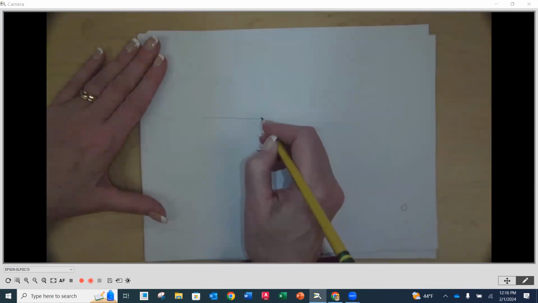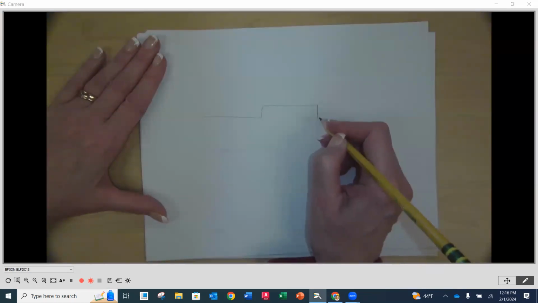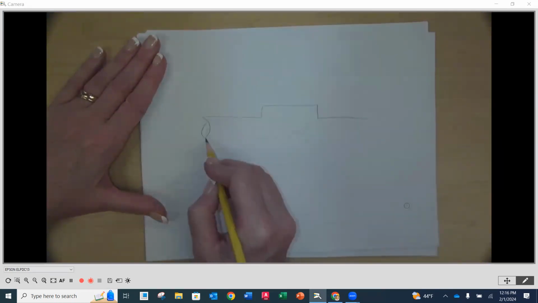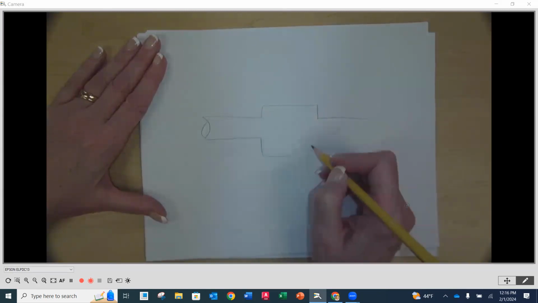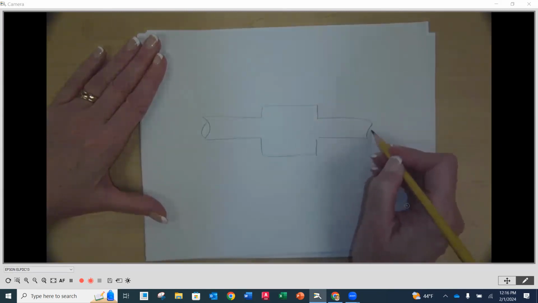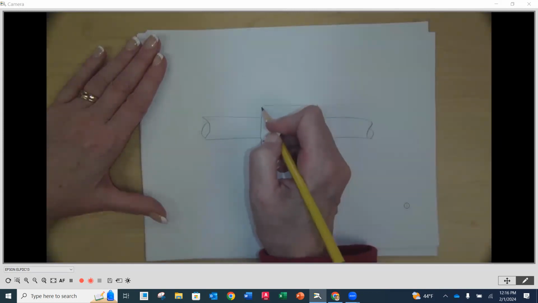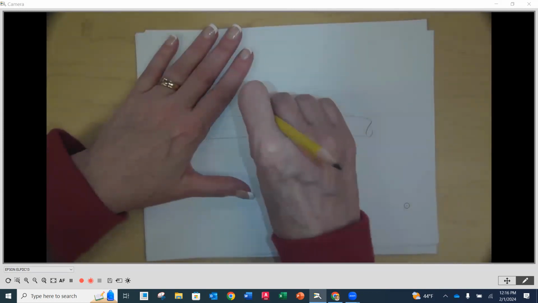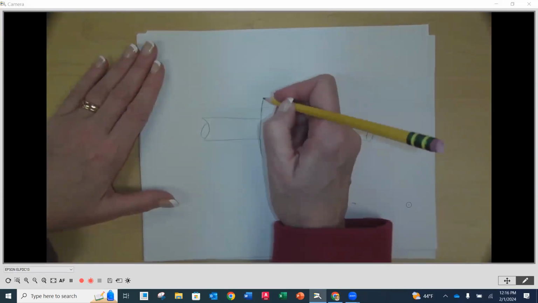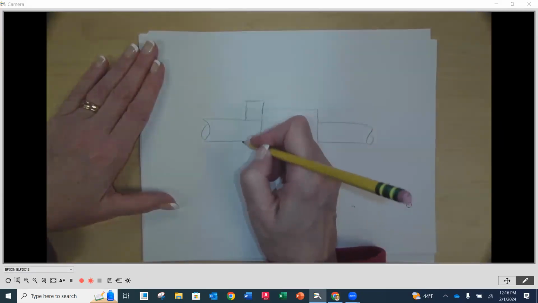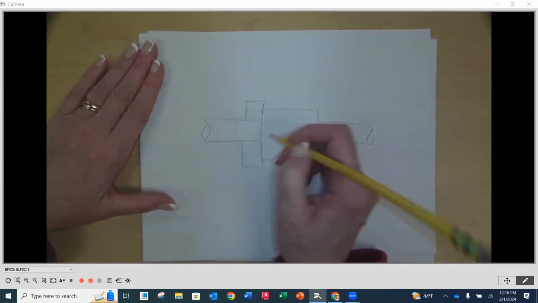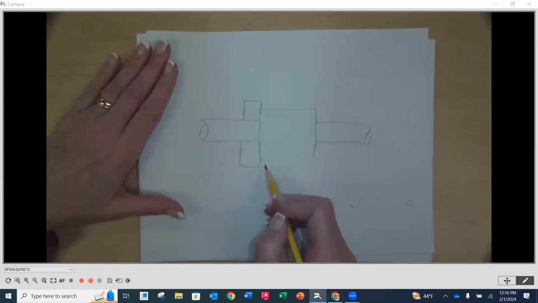So I'm going to go on the side here. I'm going to draw a shaft first, and put a bearing on it. This is going to be a shoulder. And then I would have my bearing, maybe a little bit taller. My bearing is going to be in here, on the shaft, a little bit taller on the bottom than it is on the top.